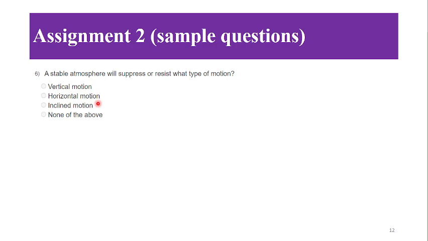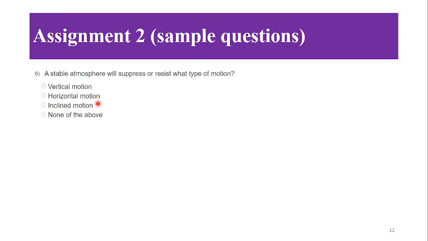So next question is, a stable atmosphere will suppress or resist what type of motion? So can anybody give me the answer here? Vertical motion. Yes, correct. So as we had discussed before also, the stable atmosphere will be the type which resists the vertical motion, and vertical motion is basically of an air parcel. So it is based on the relative density.